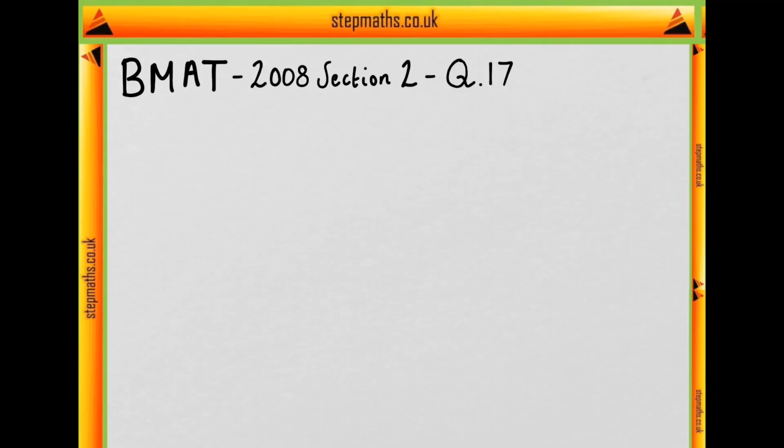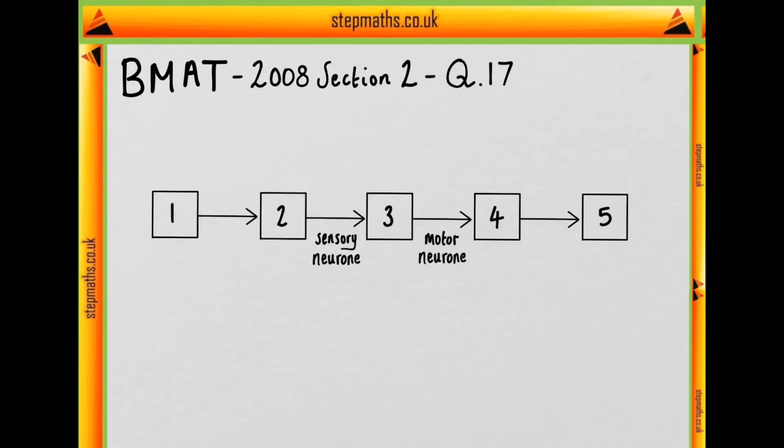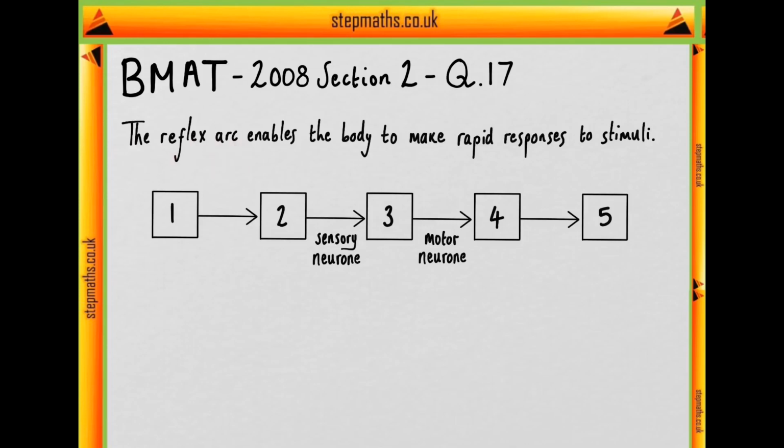In question 17, we're given the following diagram here, where 1 goes to 2 to 3, separated by a sensory neuron, 3 to 4, separated by a motor neuron, and 4 to 5. And we're told that the reflex arc enables the body to make rapid responses to stimuli. So the reflex arc is what this question is going to be about.